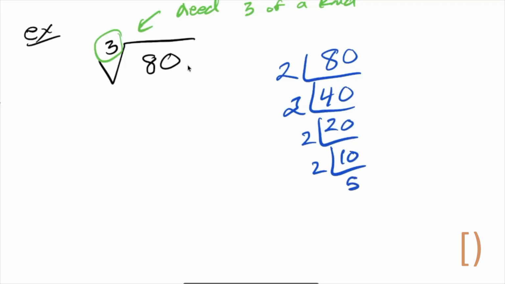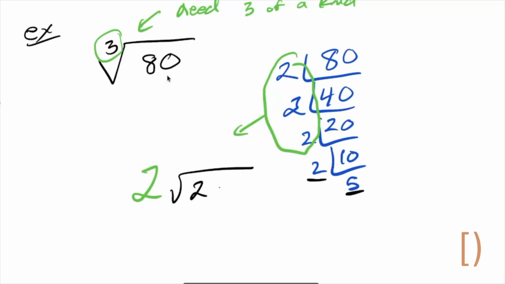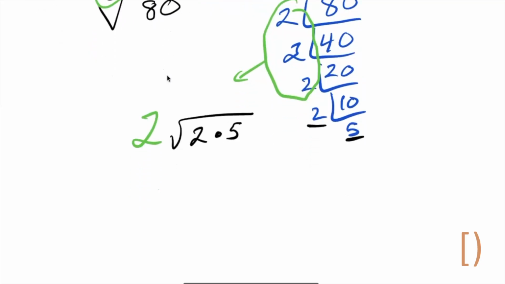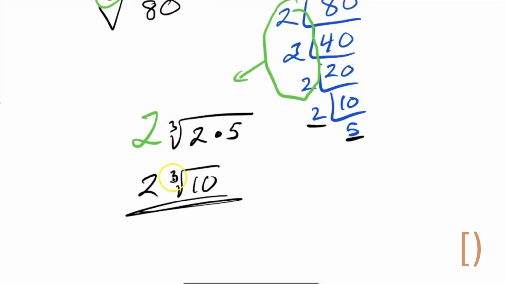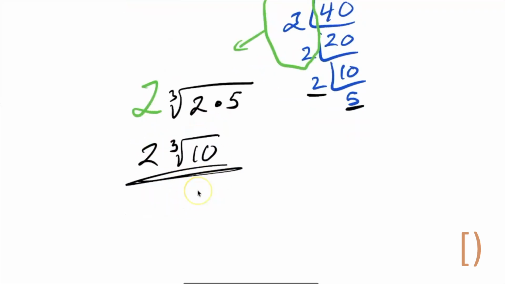Now remember, it's cube roots. I need 3 of a kind. So these 3 make a 1, 2 on the outside. And then all these guys are lonely, including that extra 2. So 2 and a 5, they're on the inside, they're together. So I get 2 square root of 10. Like that. Oh, sorry. 2 cube root of 10. There we go. Right, it's a cube root, not a square root. So don't make the same mistake I did, right? It has to still be a cube root.